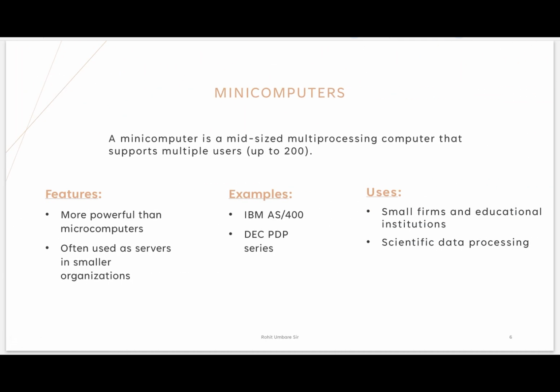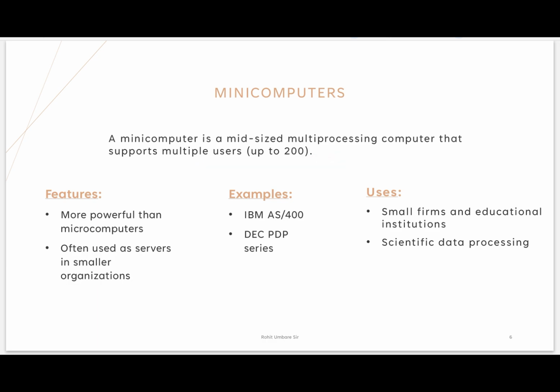Now next, mini computer. First one was micro, second one is mini. A mini computer is a mid-size multi-processing computer that supports users up to 200. First one was our microcomputer, correct? A microcomputer can be used by 1, 2 or maximum 3 people, meaning alternately one at a time. But mini computers are not like that.